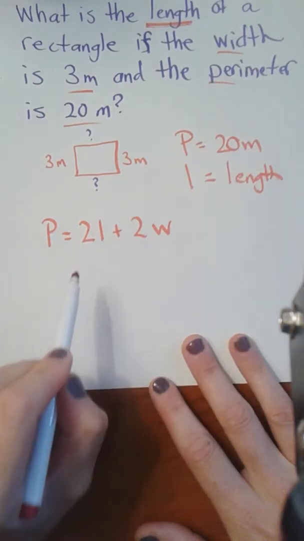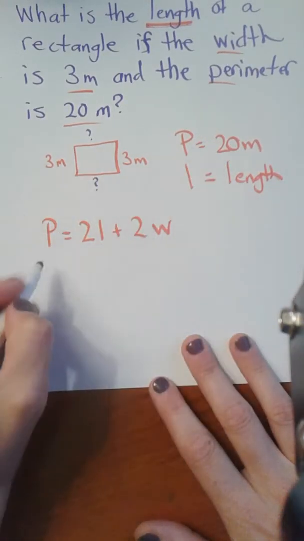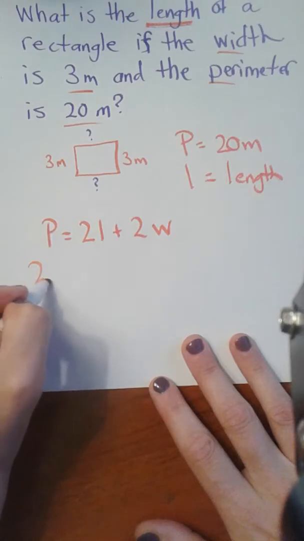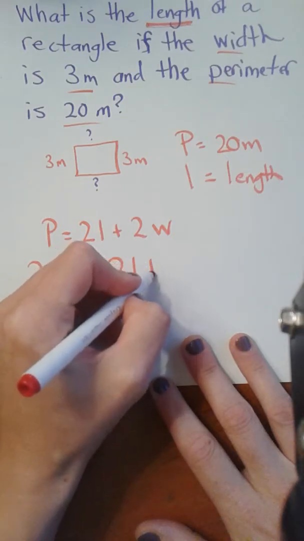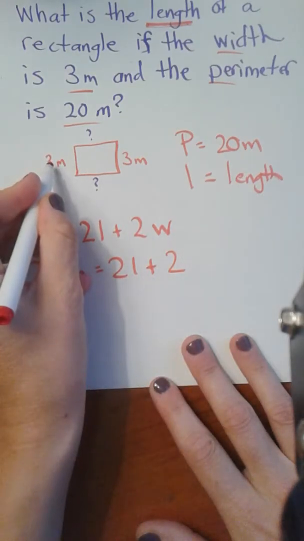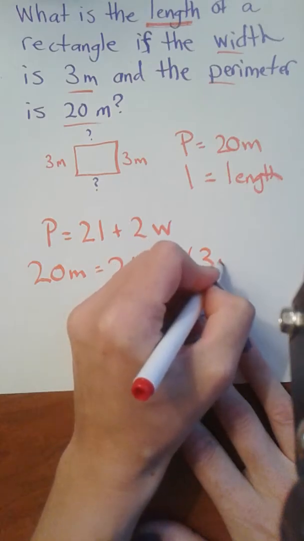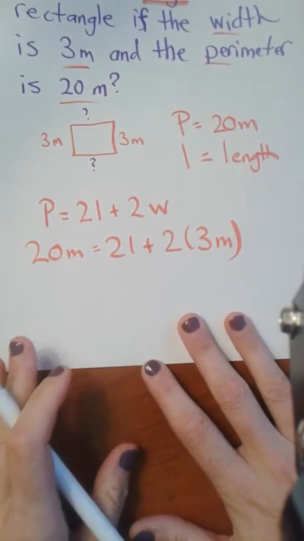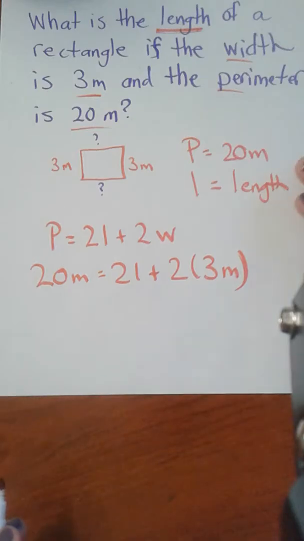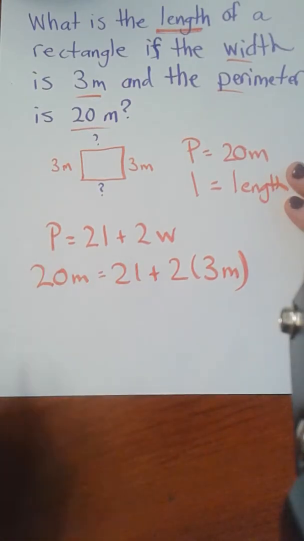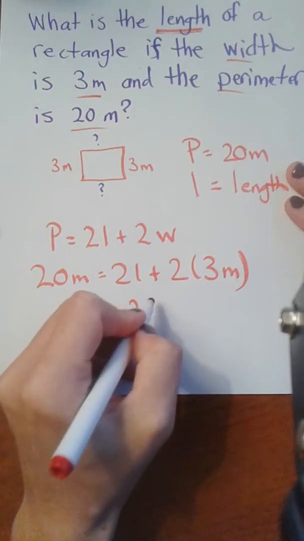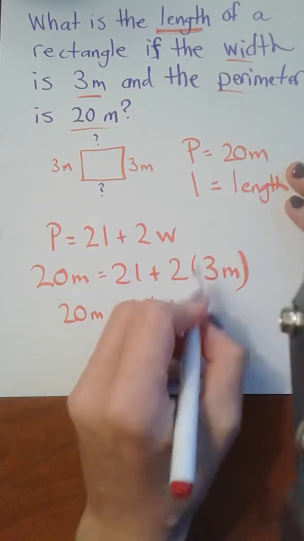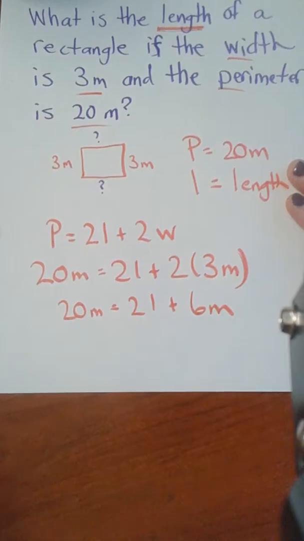All right, well, let's start. We're going to pop in some information that we do know, so that'll help us. I do know that the perimeter is 20 meters, equals 2L plus, and I know one of the widths is 3 meters, so I can pop that in there. So this looks like something that I can deal with a little bit better. What I'm going to do is rewrite this again. 20 meters equals 2 length plus 2 times 3, which is 6 meters. Okay, this is looking good.